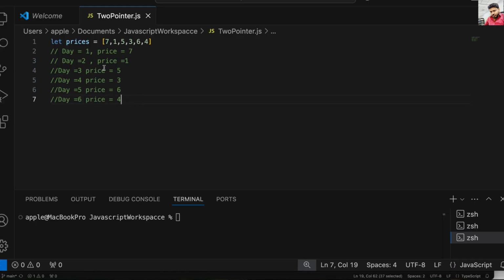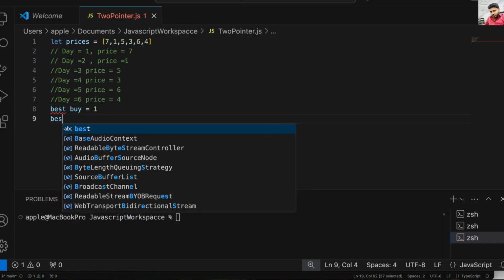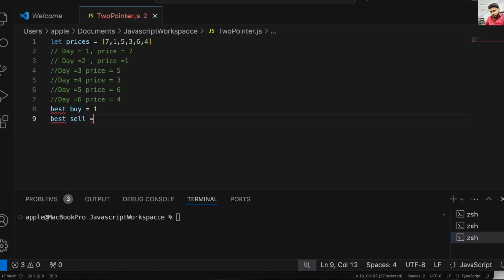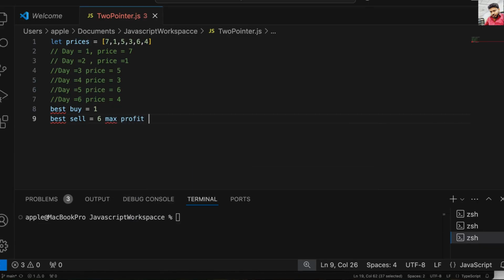So on which day can you buy? Everybody plans to buy the stock at a low price, right? So day 2 is the low price, 1. So best buy is 1, and best sell equals 6, because after 1, 6 is the maximum price value. So the max profit is equal to 6 minus 1 equal to 5. So max profit is 5.